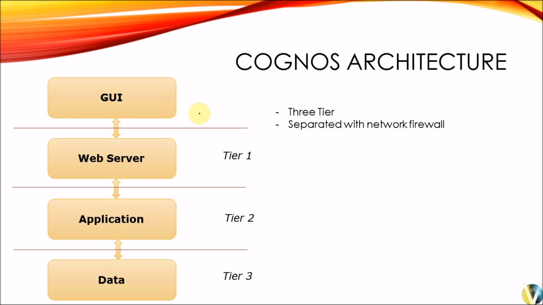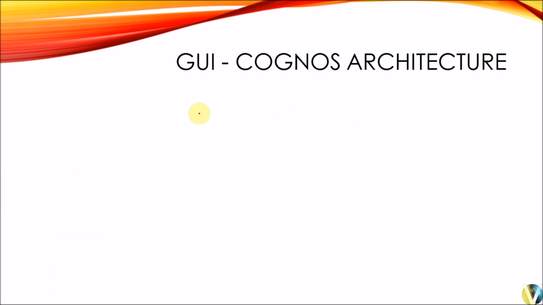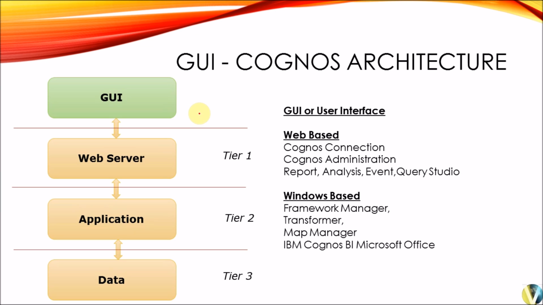The first is the graphical user interface, which is used by the end user. So let's first discuss the graphical user interface, or user interface. The graphical user interface is the presentation or final layer which is used by end users. An end user may be a business user, a report author, or any other user, or maybe a Cognos admin.